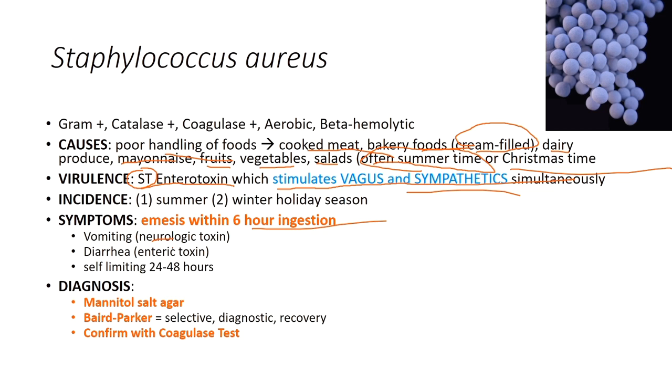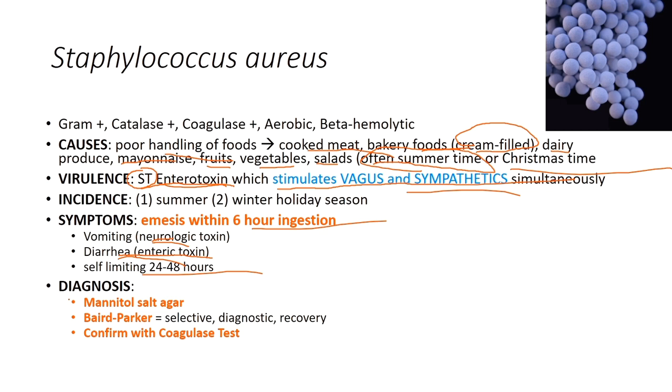Remember, we can also have some diarrhea that's produced, and this is going to be your enteric toxin. There's two of these. So ST enterotoxin is your emesis, also known as the neurological. It also produces an enteric toxin, which is a different guy, and that produces diarrhea. Usually lasts about 1 to 2 days, very short duration.